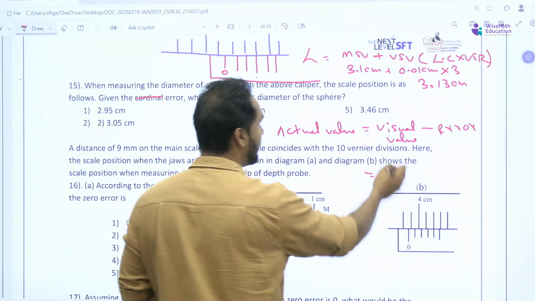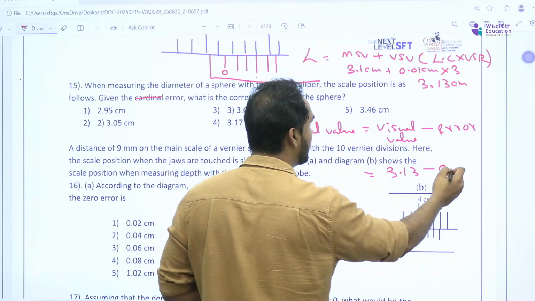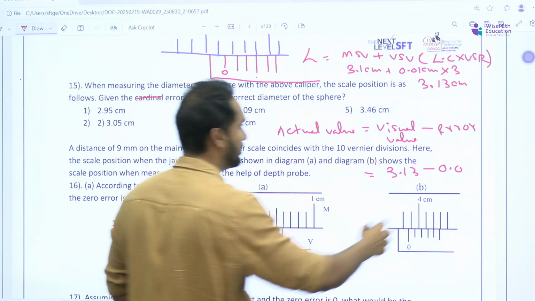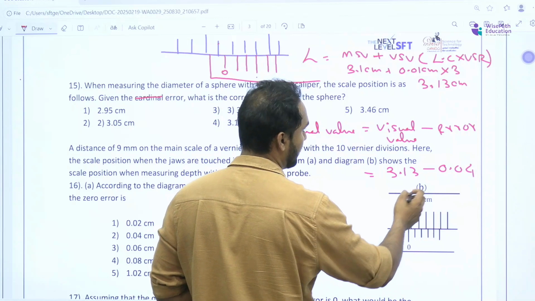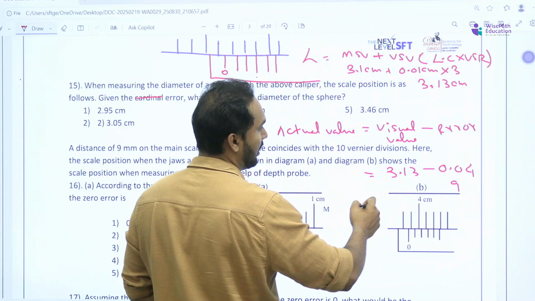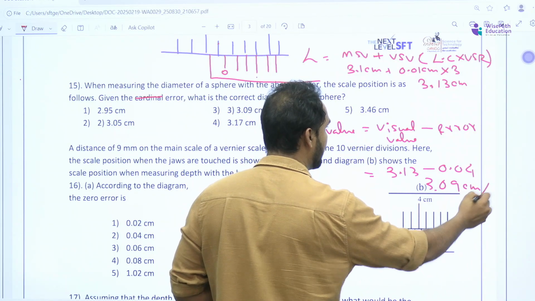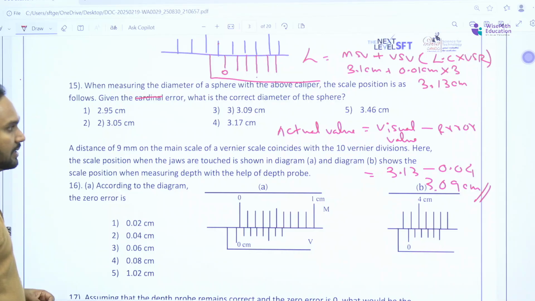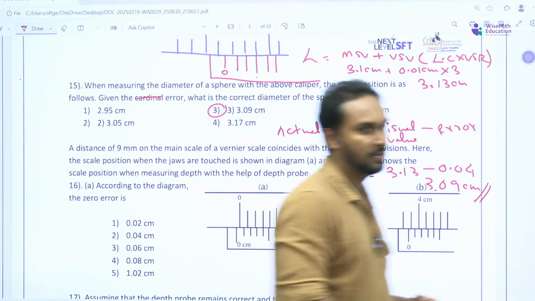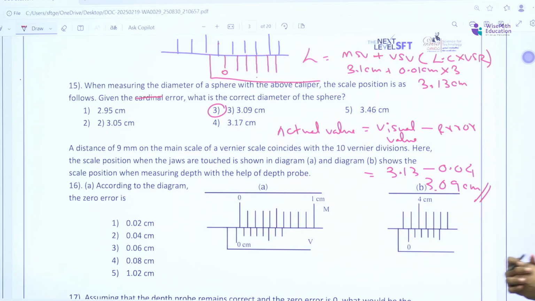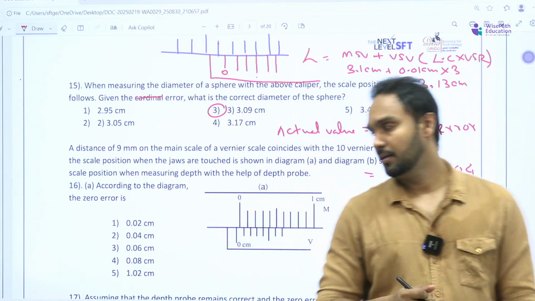So the actual value will be, now the visual value is 3.13 and you have to deduct 0.04, right? So when you deduct 0.04, what do you get? That will be 3.09 centimeters of length, which is the correct answer or the actual value. So the answer should be 3.09, right? So take a quick note. Good, very good, right? Take a quick note on that.